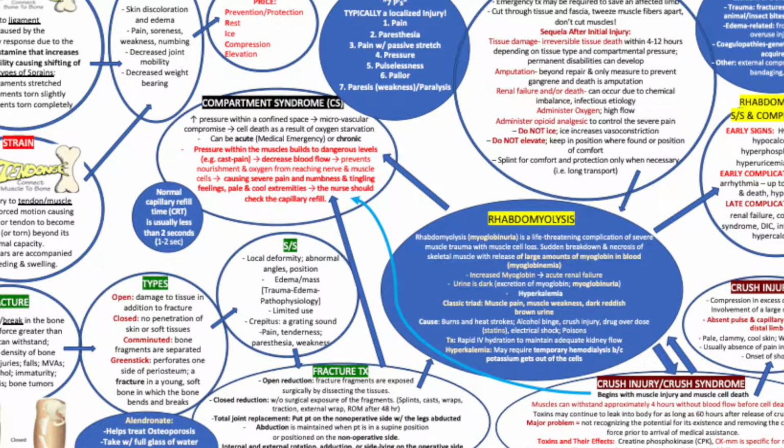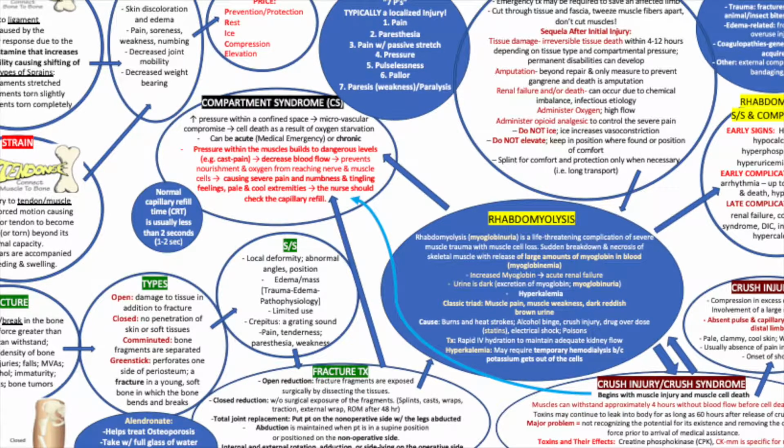Also myoglobin, causing renal failure, potassium, which would cause hyperkalemia and then dysrhythmias, and purines and uric acid, causing hyperuricemia, which causes further renal damage. Crush syndrome signs and symptoms would be compression longer than 60 minutes, the involvement of a large muscle mass, and an absent pulse and cap refill in the distal limb.